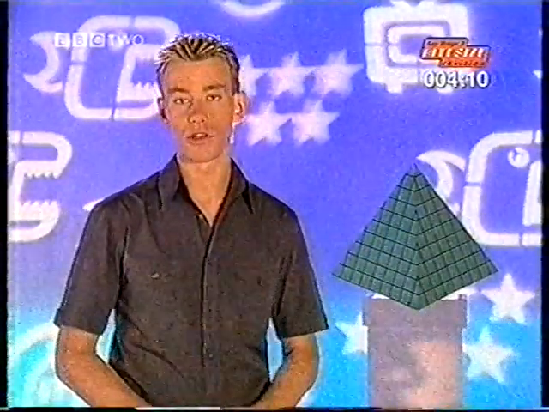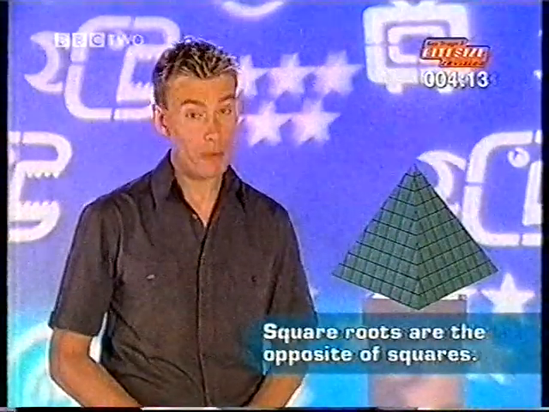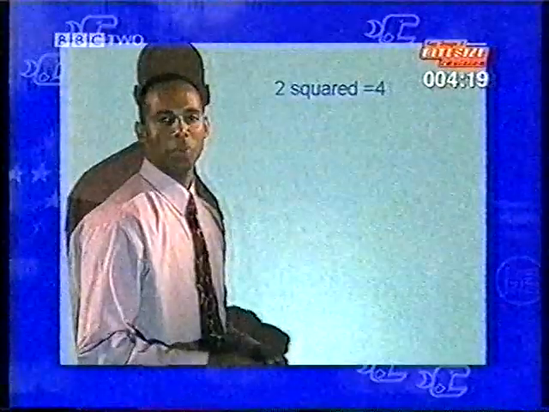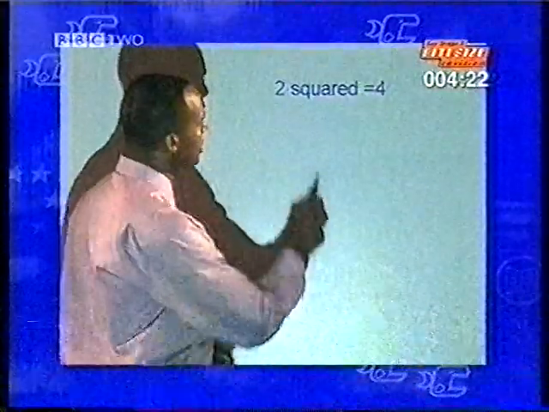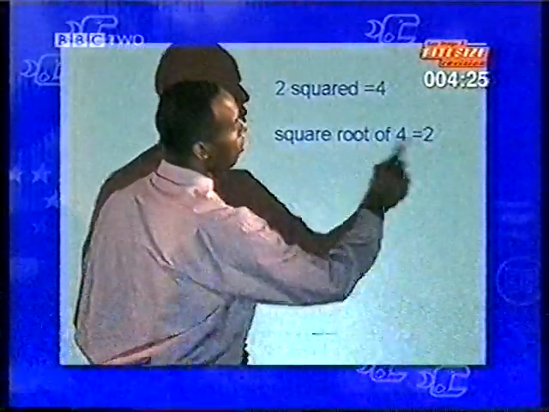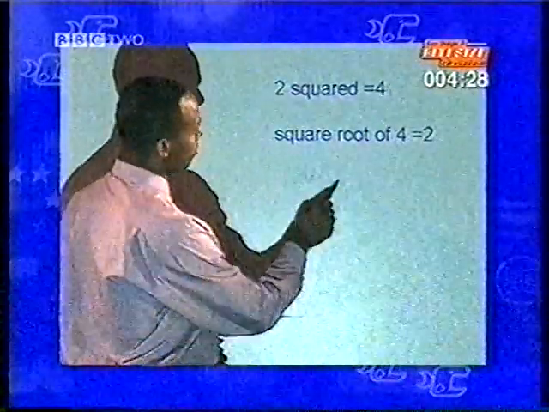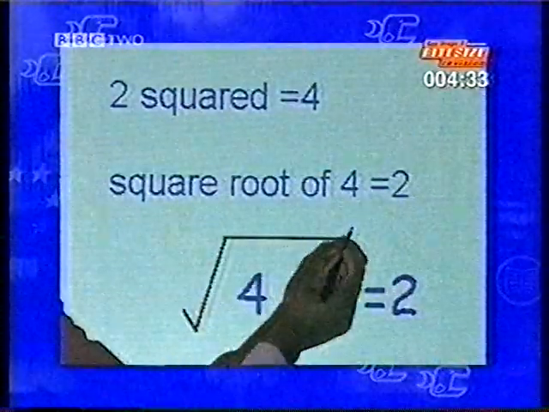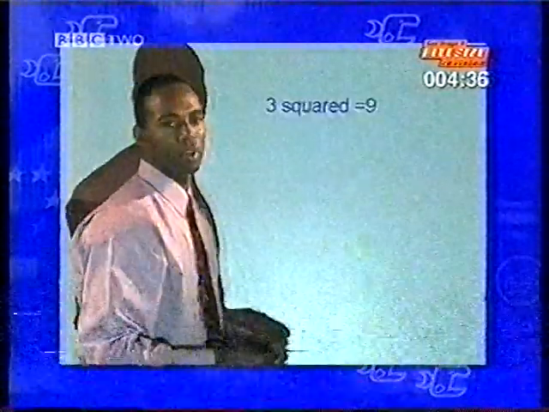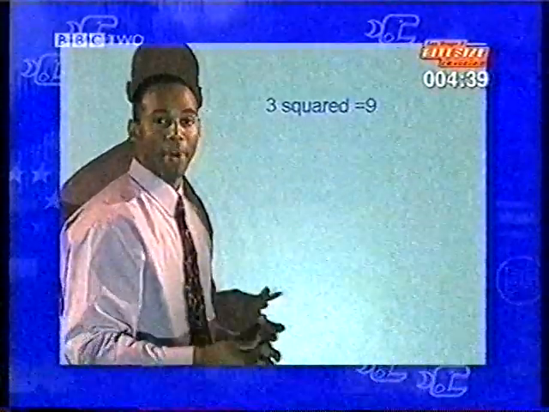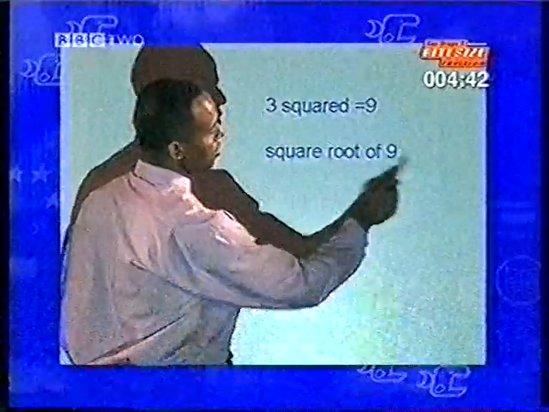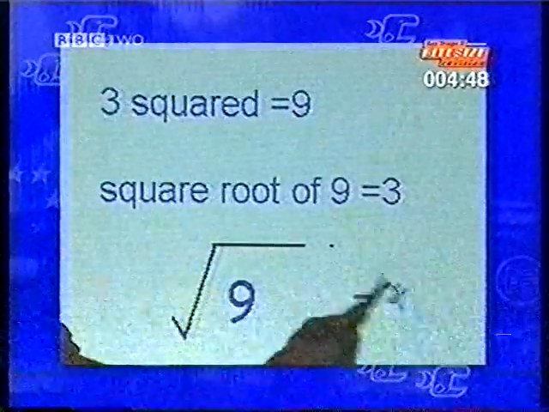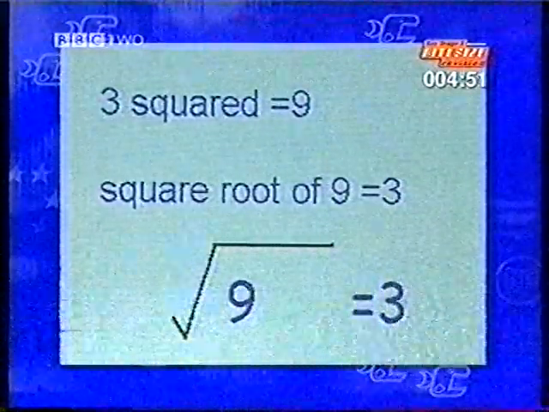Now, we're going to move on to look at square roots. Square roots are the opposite or inverse of squares. Let's go back to our expert to hear about them. 2 squared equals 4. Working backwards from that, the square root of 4 equals 2. We can write that like this. 3 squared equals 9. Working backwards from that, the square root of 9 equals 3. We can write that like this.